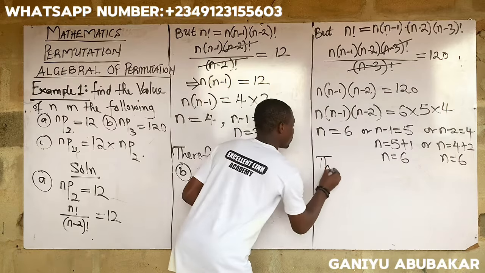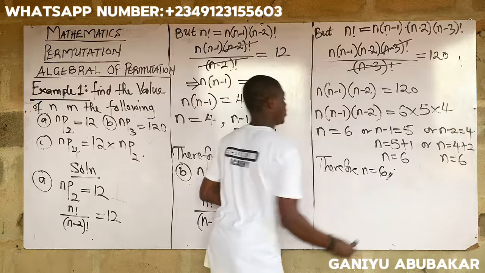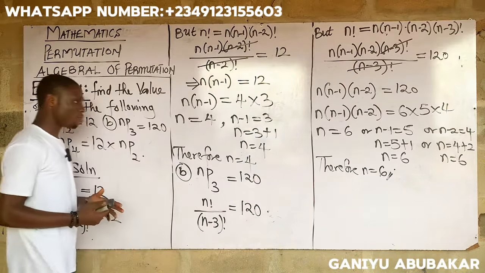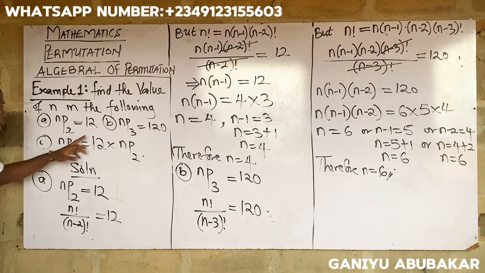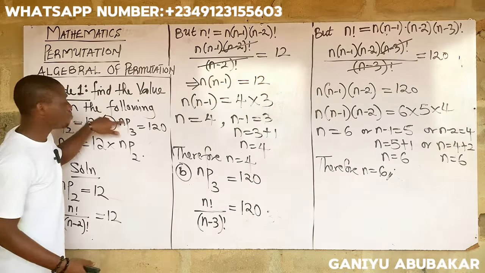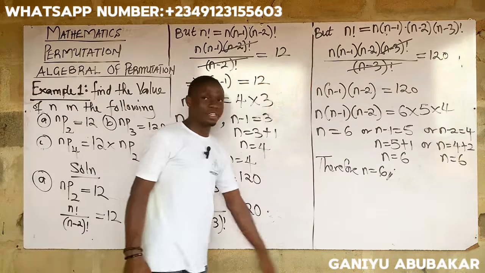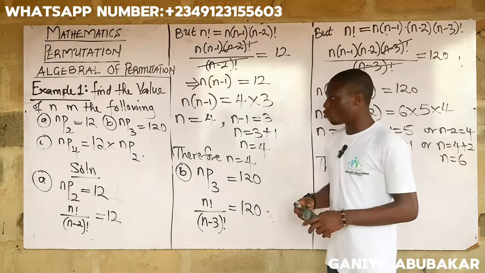Therefore, n equal to what? 6. This is my answer. So this becomes how to solve this particular problem. So if I put 6 here, it means that if I punch 6 with permutation 3, I'll have 120 as my answer. So it becomes how to solve this problem here.